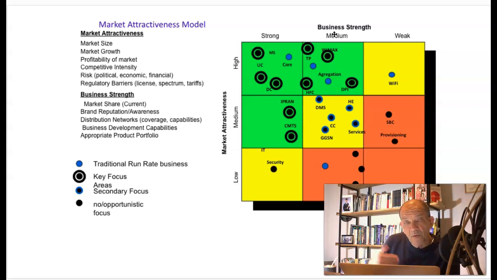On the other hand, we wanted to analyze also the strength of the business. That had to do with what our market share currently was, whether our brand was properly recognized in that market, and whether we had sufficient resources, direct or indirect, to go with our product into that market that we wanted to attack. When we did this, we used some icons to identify our traditional run rate business. Key focus areas were products that we understood we wanted to move into that market, so we had to position those.